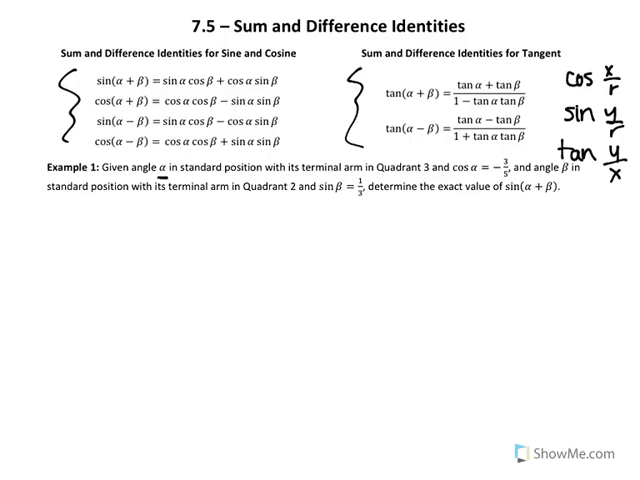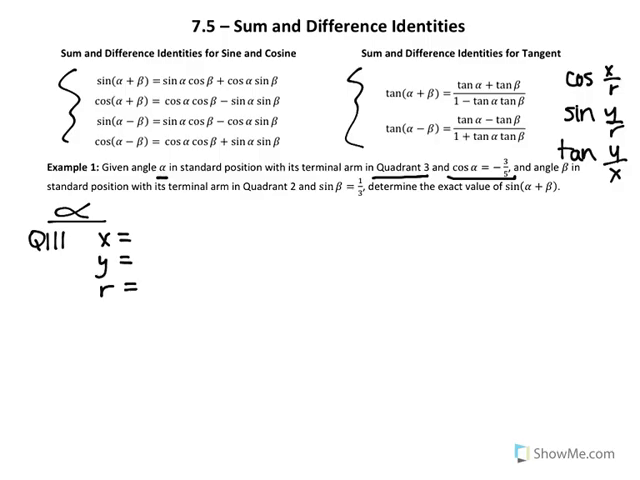Given angle A, alpha, in standard position with its terminal arm in quadrant 3, and knowing that cosine of A is negative 3 over 5, let's start there. So let's do alpha. It is in quadrant 3. We need to find our x, our y, and our r values.